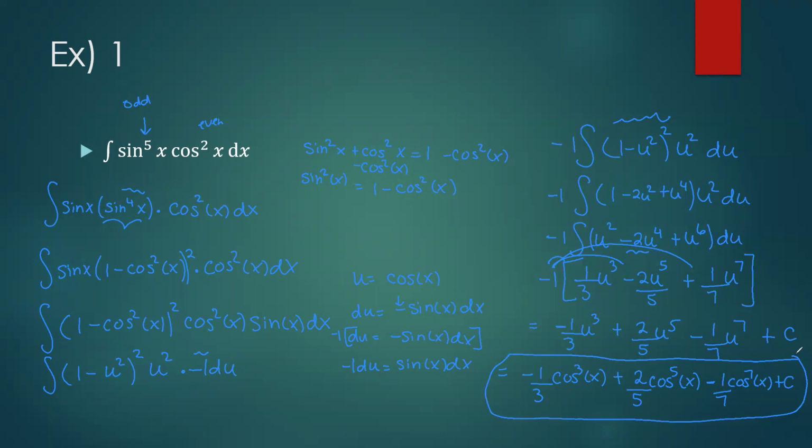Okay, so let me recap what I did. I realized that if you have an odd power, what you want to do is factor out or peel off a sine. That's what I did. And then I used my trig identities. And then I FOILed it out. And then I did a u substitution. And then I just used my integration rule and plugged in cosine for u. Okay, so go ahead and absorb. I'm going to move on to example 2.